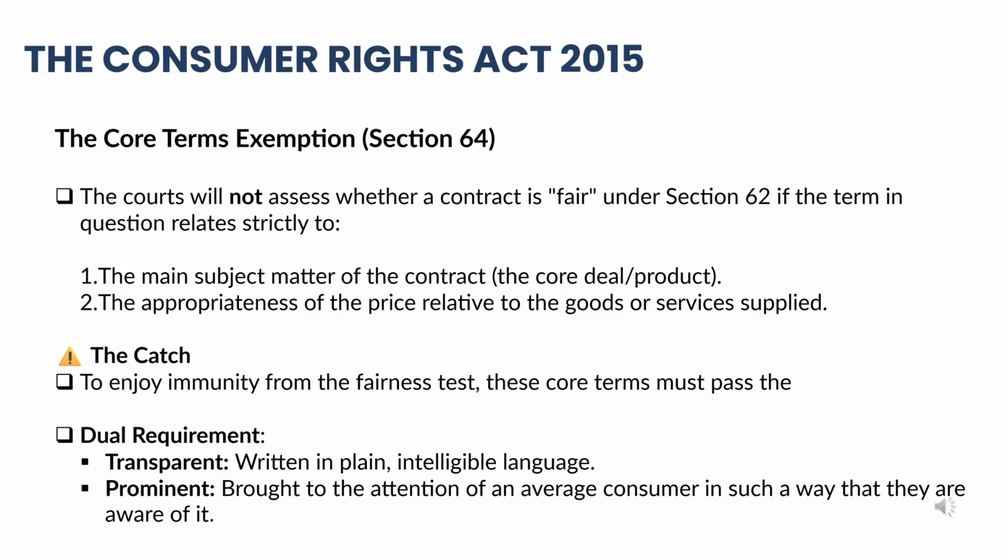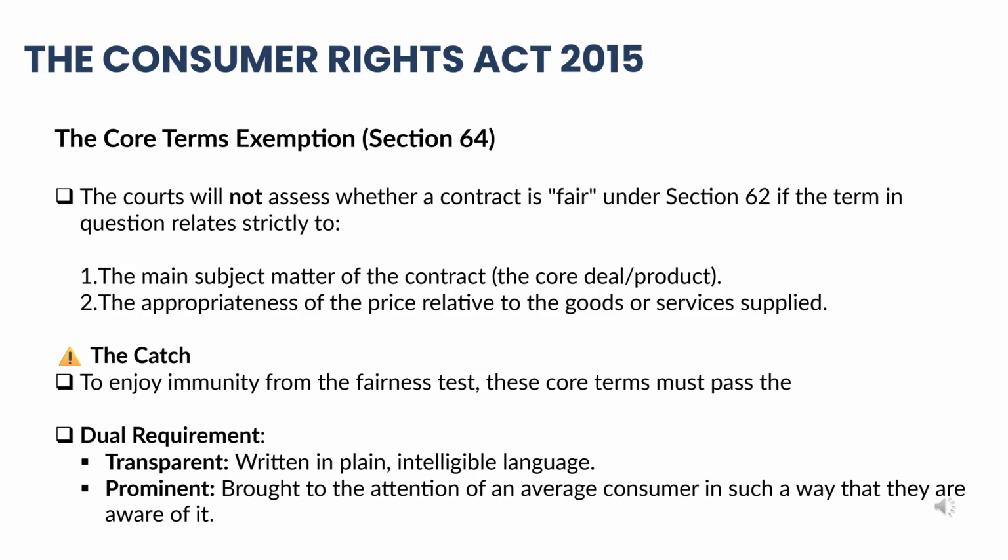But there is a massive statutory caveat to be aware of here. As noted under the catch, a trader cannot simply hide an unfair or unusual pricing mechanism in the fine print and claim immunity under Section 64. To completely enjoy immunity from the Section 62 fairness test, these core terms must successfully pass the statutory dual requirement.